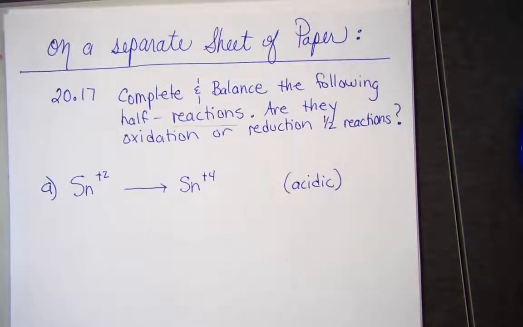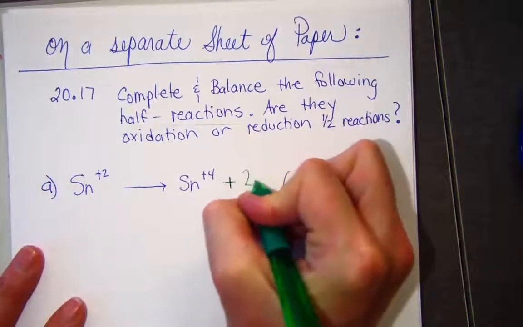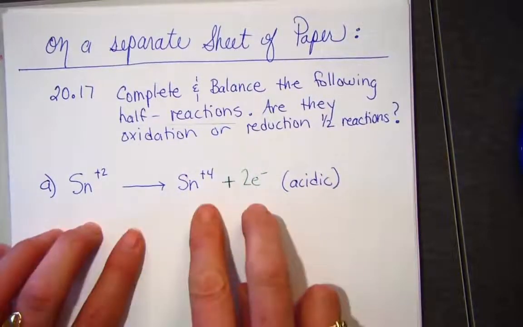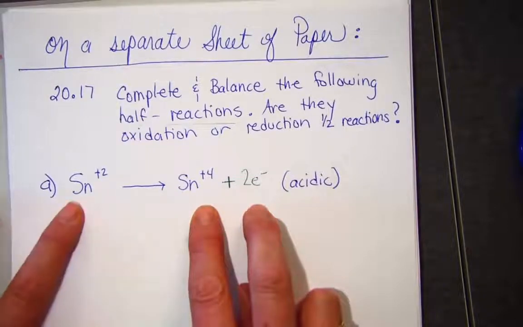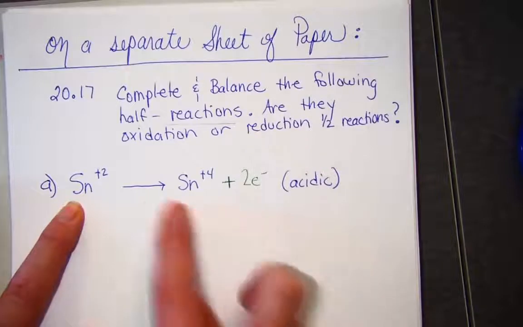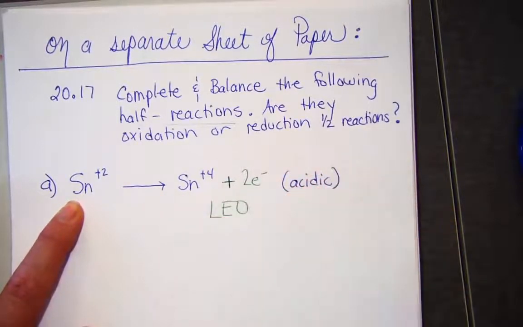They just have to be the same charge on both sides. To balance this half reaction, it was as easy as adding 2 electrons to the right-hand side. Now I have a net +2 on both sides. When I'm asked if this is an oxidation or a reduction half reaction, the loss of electrons shows that it is an oxidation half reaction.